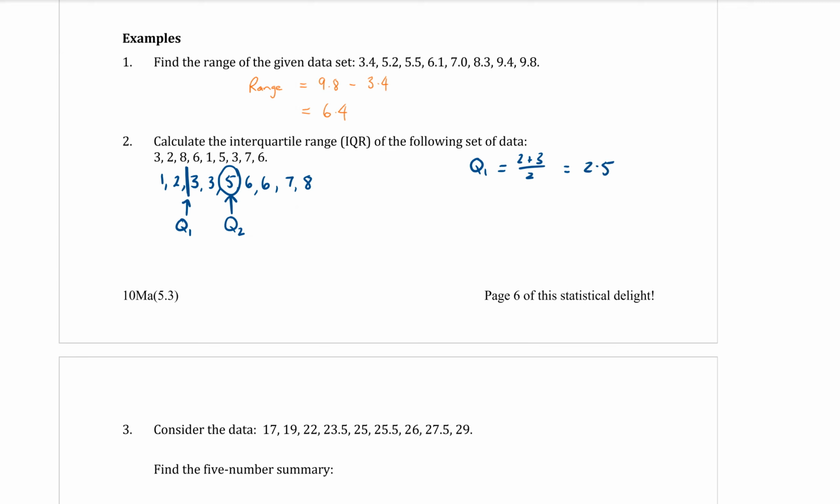Then I do the same thing for the upper quartile. I have 4 scores above that median. So the middle is going to be 2 on either side. I draw a line in there, and that is where my Q3 is going to be. So I will need to average the scores on either side of that line. 6 plus 7 over 2 makes 6.5.